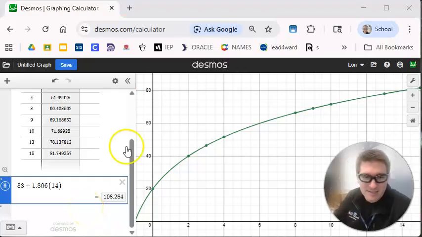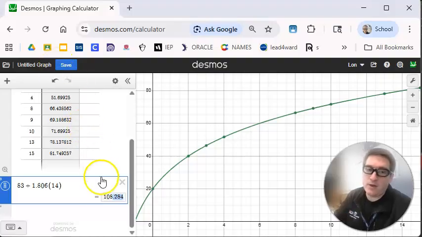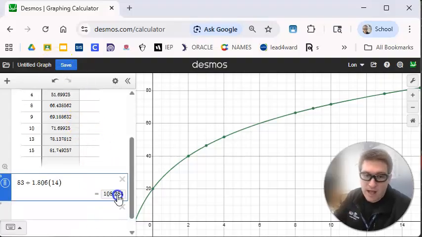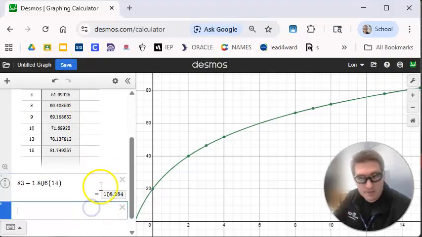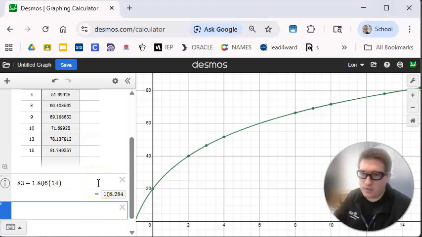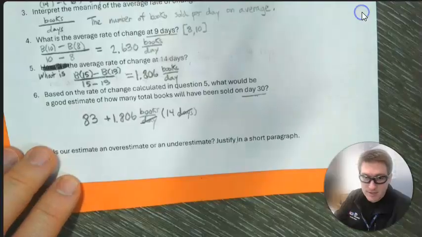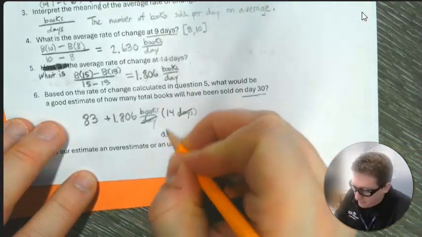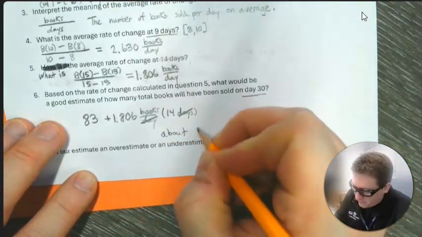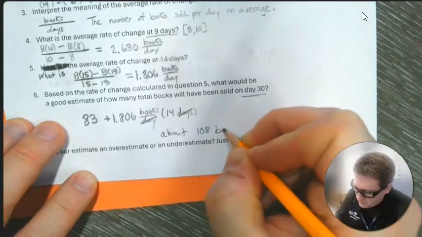Now, the question is how many total books? You cannot sell a fraction of a book. So you either have to round down or up. And I know you're thinking, well, Mr. Cherry Holmes, you've been teaching us to round to 3 decimal places every time. But since we're talking about books and books can't be sold in decimals, the only logical way to approach this is to say about 108 books total.